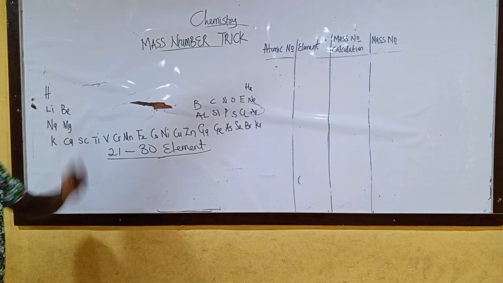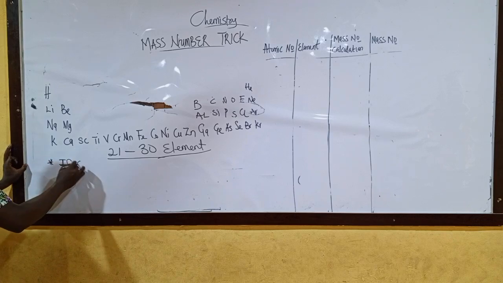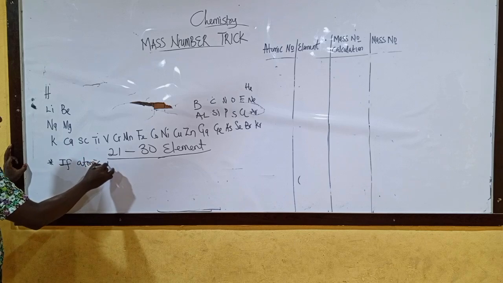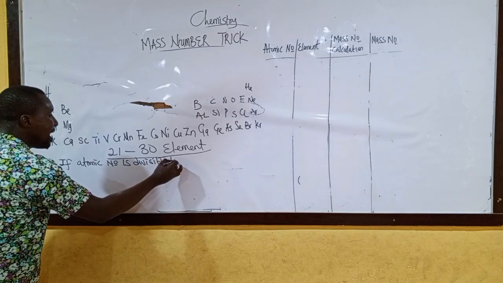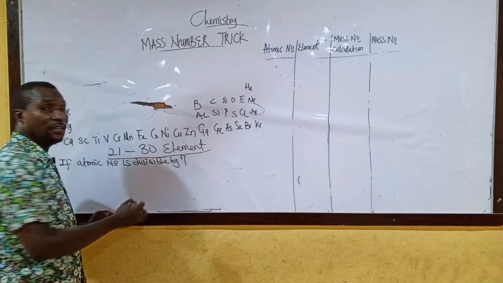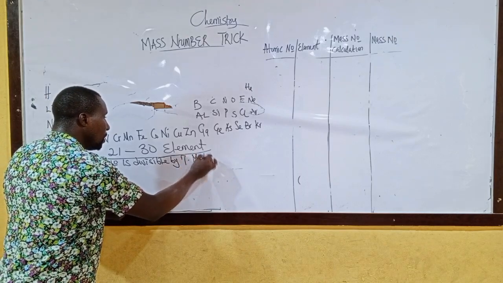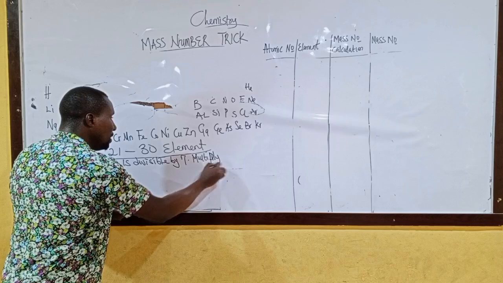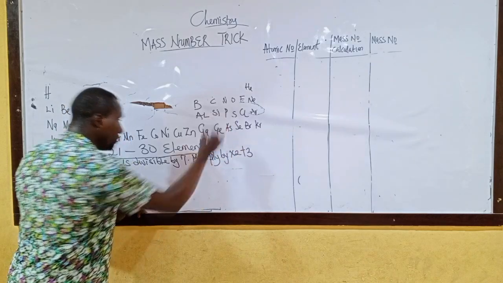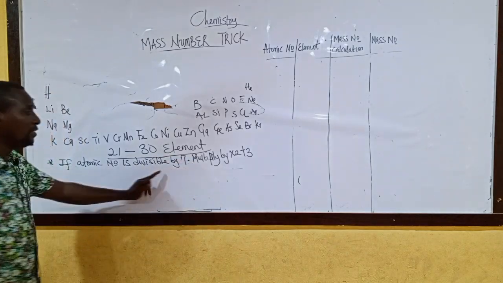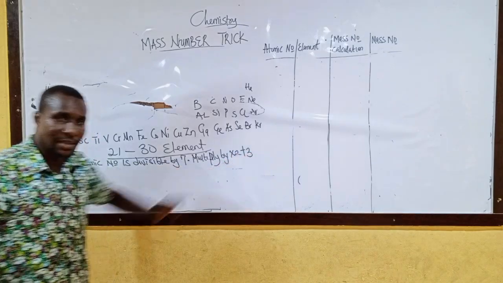This one has 3 rules. The first one: if the atomic number is divisible by 7, what will you do? Multiply the atomic number by 2, then add 3. If the atomic number is divisible by 7, multiply the atomic number by 2, then add 3. I will explain.